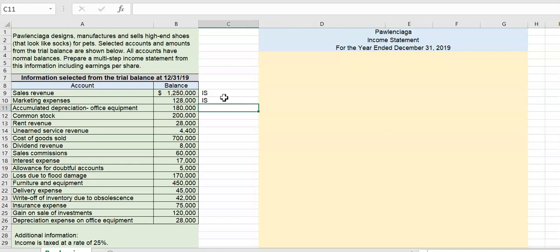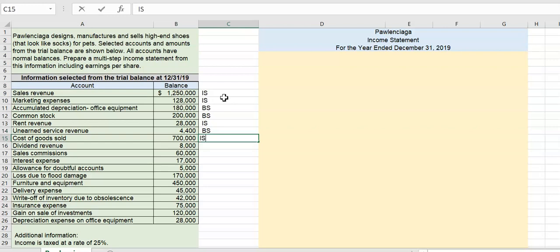Accumulated depreciation on office equipment, is that income statement, balance sheet, or somewhere else? That is not the income statement, that is the balance sheet. How about common stock? Is that going to go in the income statement or the balance sheet or somewhere else? It's going to be on the balance sheet. Rent revenue, income statement. Unearned service revenue. Remember, that's the tricky one. It says revenue in its account title, but it's not actually a revenue account. It is actually a balance sheet account, a liability account.